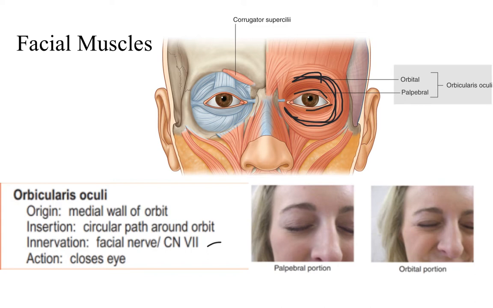This is what we would see with the palpebral portion. Notice that it looks like a relaxed closure of the eye, and this is with the orbital portion, so you notice that's more of a tight close.